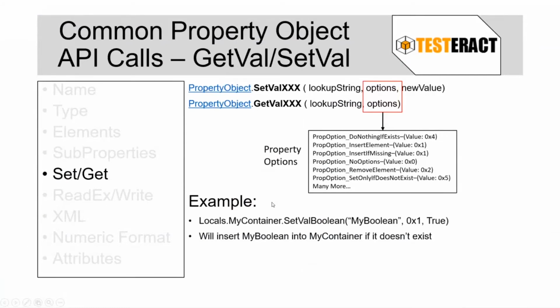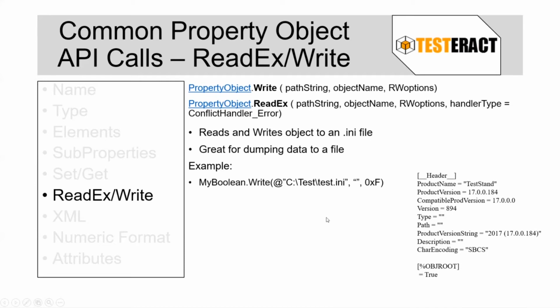One of the things I always tell people is you can tell when TestStand users have arrived because they understand property objects. Well, the first thing they have to understand is data types and then property objects. But yeah, that's when I can tell people are really good with TestStand. So write and read are really handy. Basically, you can take any property object and just dump it into a file for later use.